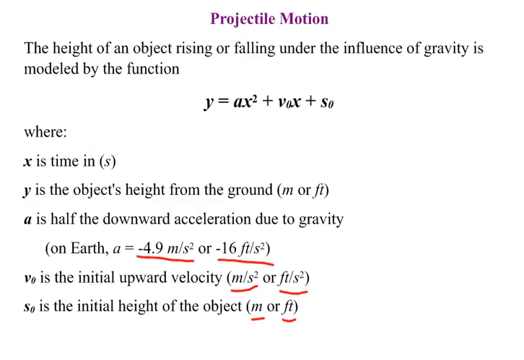Now, as you can see here, A has two possible values. Determining the value of A will be based on the word problem that is given to you. If the word problem is in units of meters and seconds, then you would choose the value of negative 4.9 meters per second squared. If the units in the word problem are in feet and seconds, then you would choose negative 16 feet per second squared. So reading the word problem and paying attention to what units are being used will decide what values you use for A and what units you end up using in your equation.